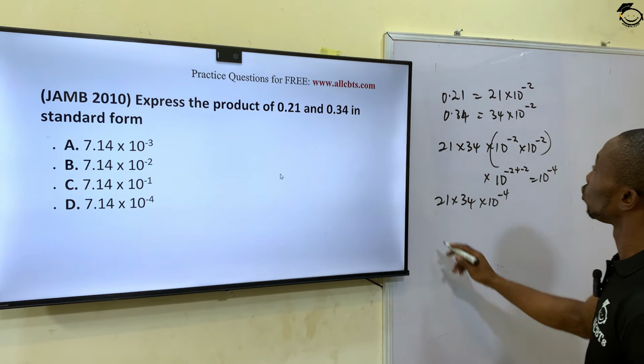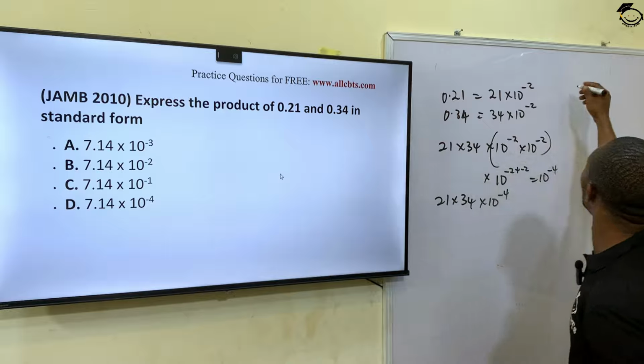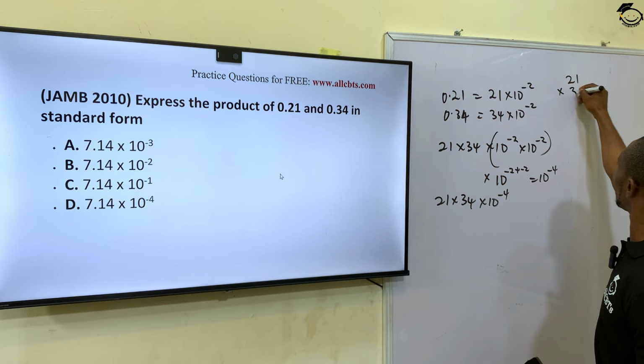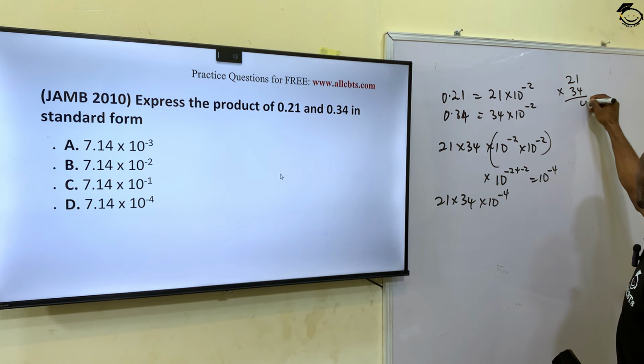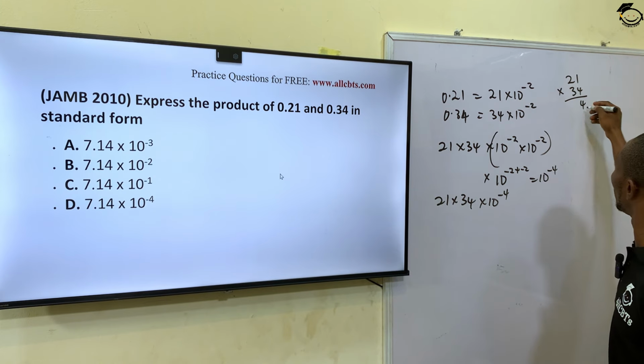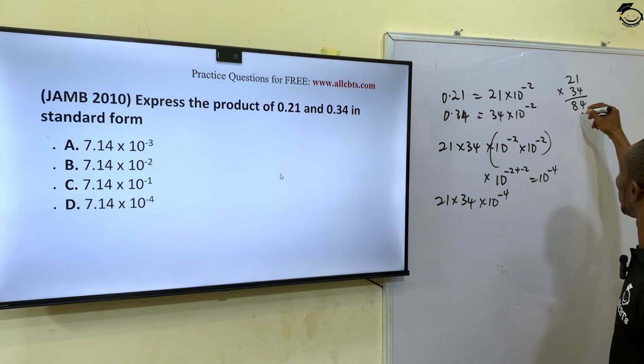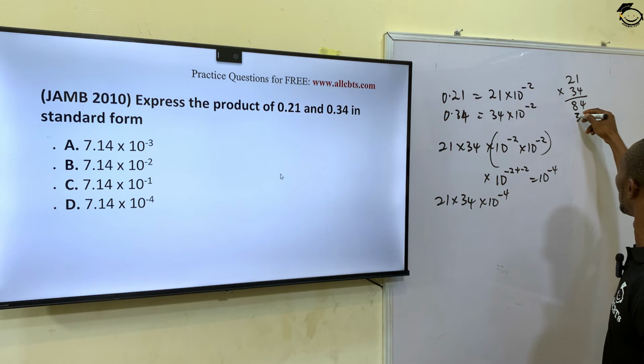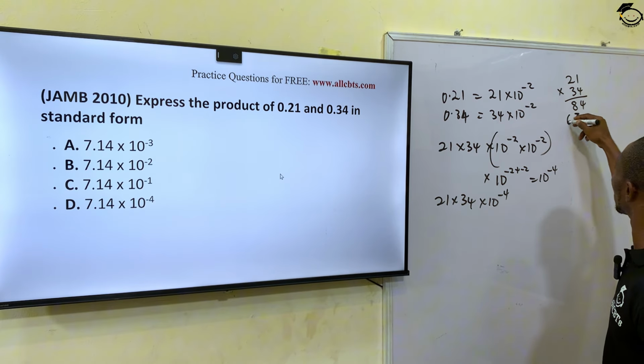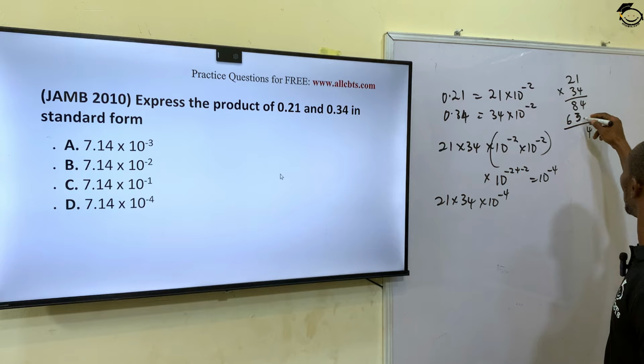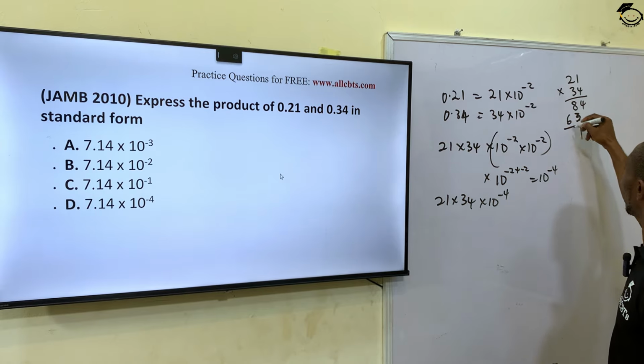Now 21 times 34. 4 times 1 will give us 4, 4 times 2 will give us 8, 3 times 1 will give us 3, 3 times 2 will give us 6. So this we have as 4, 1 plus 8 is 11, that is 1 carry 1, 7.